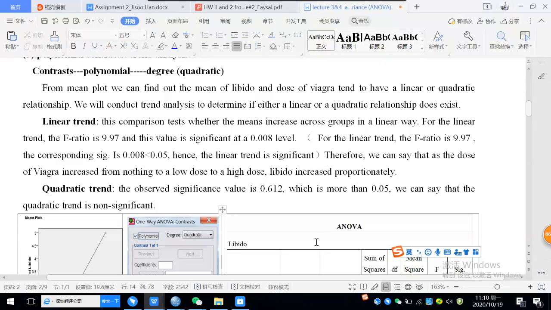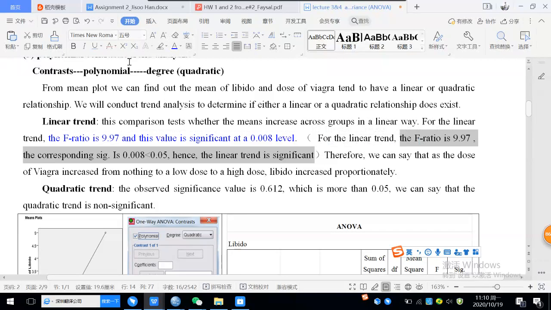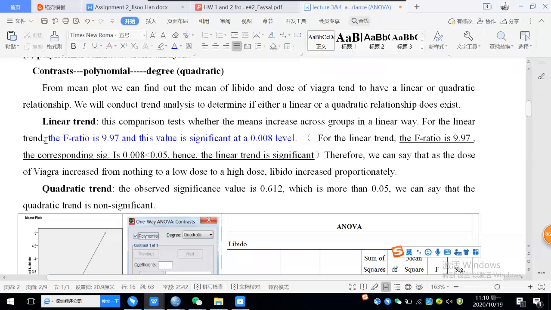Okay, they are equal. This sentence is equal to this sentence. You can say this sentence, or also you can analyze like this. They are the same. Therefore we can say that as the dose of Viagra increased from nothing to a low dose to a high dose, libido increased proportionately.